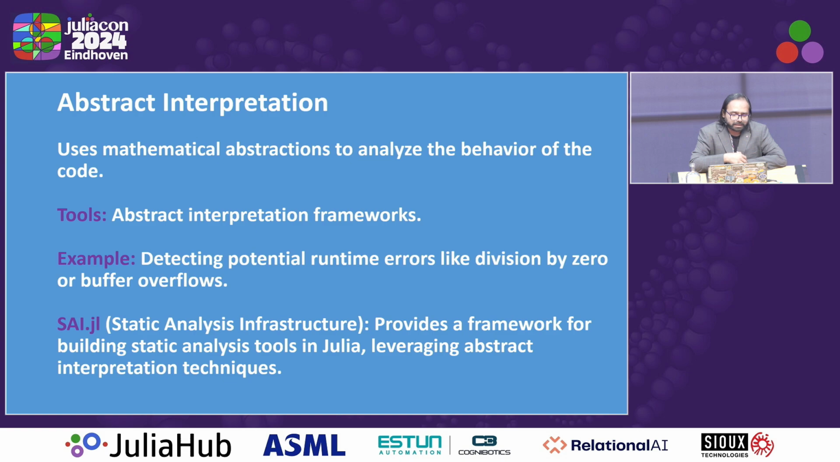The next one is abstract interpretation. It basically uses mathematical abstractions to analyze the behavior of the code. So that's also part of formal methods. Tools that you can use are abstract interpretation frameworks. Examples include detecting potential runtime errors like division by zero errors or buffer overflow errors.